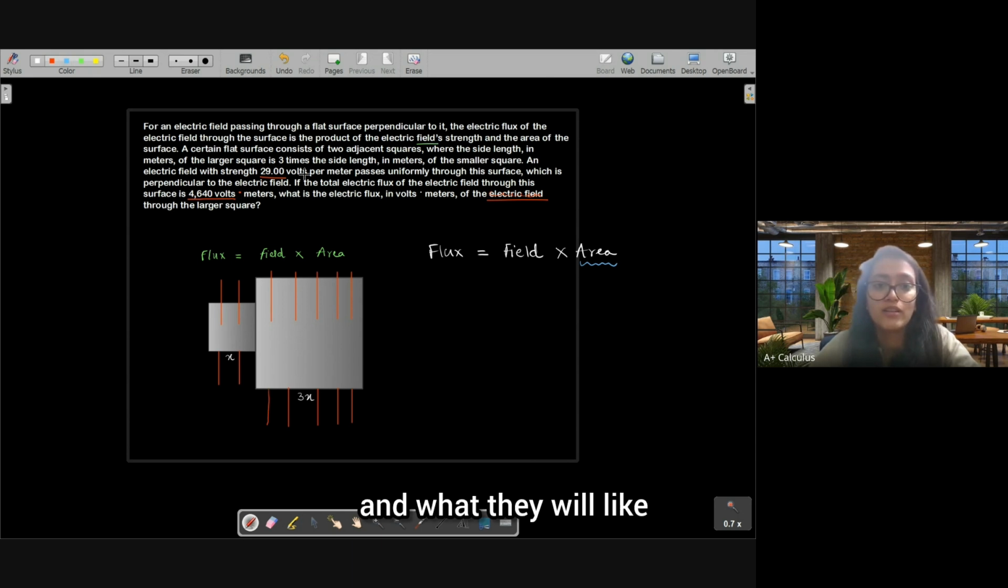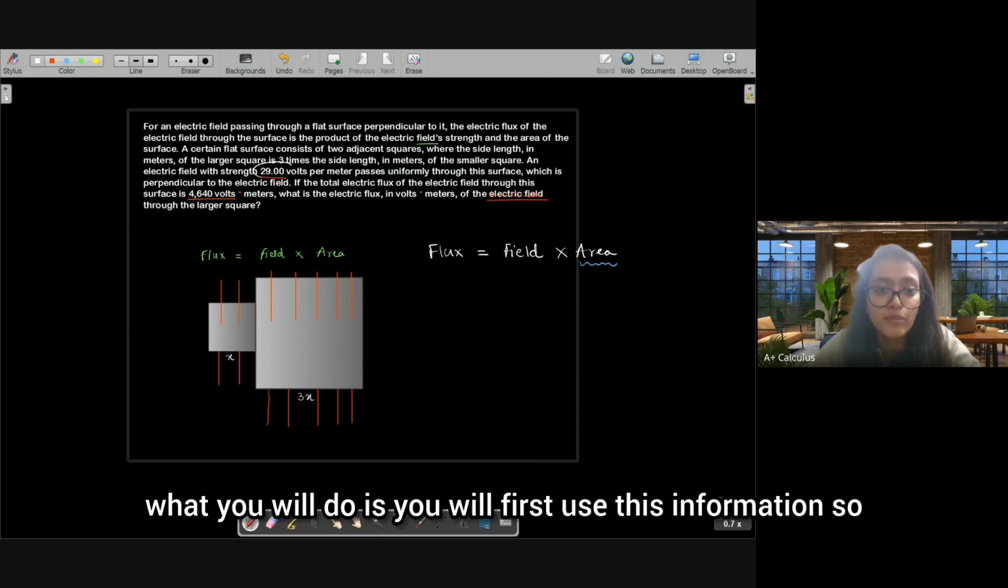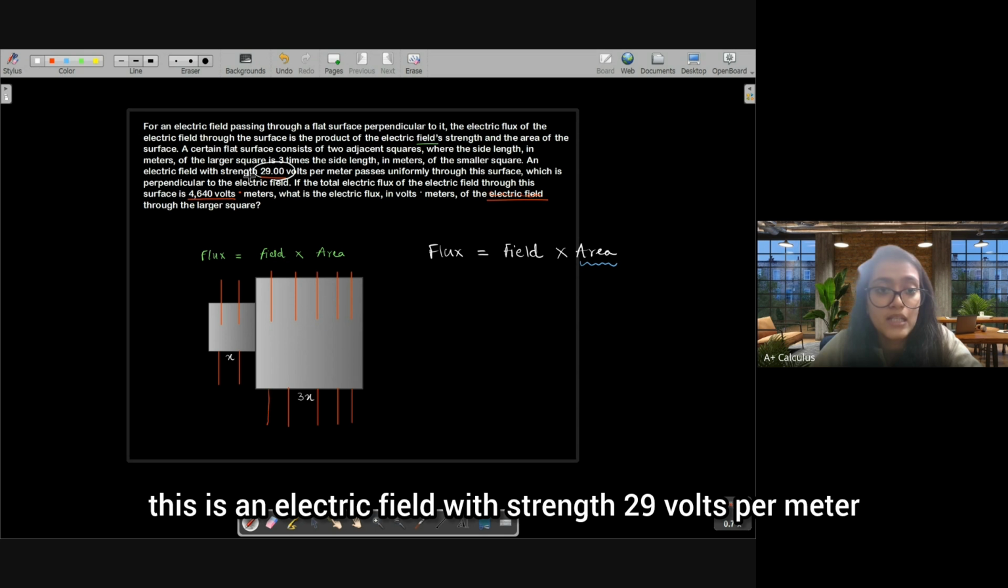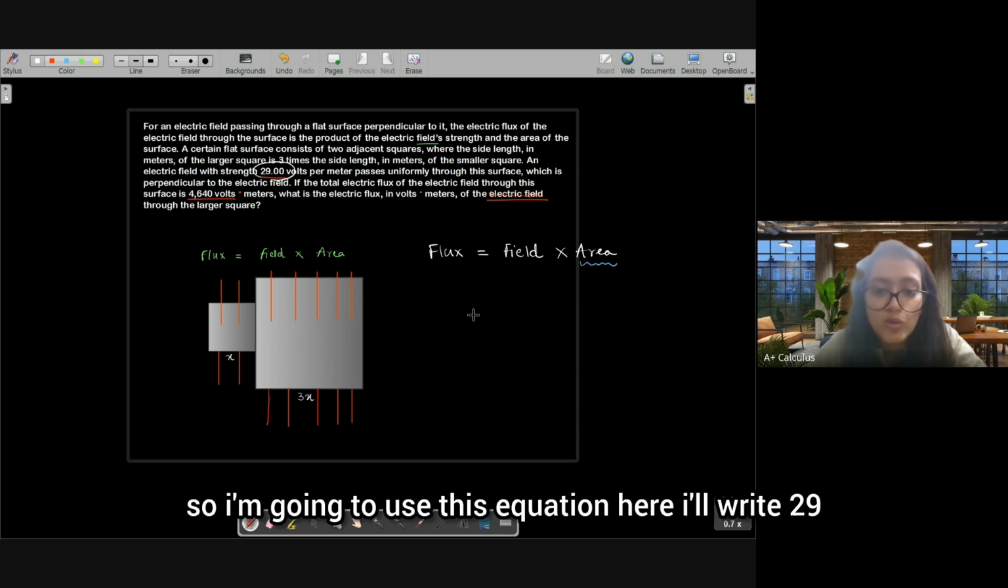And what you will do is you will first use this information. So this is an electric field with strength 29 volts per meter. So I'm going to use this equation. Here I'll write 29.